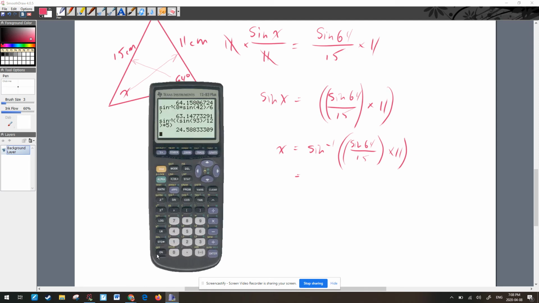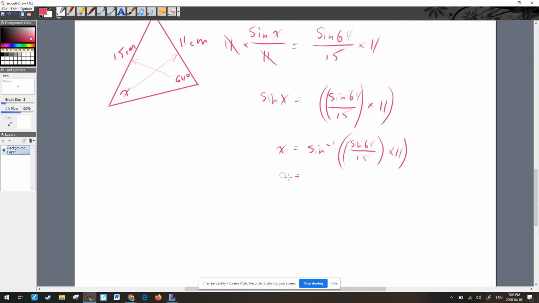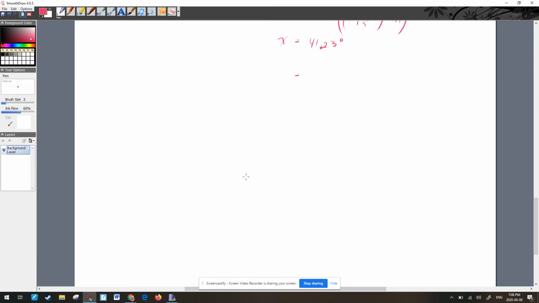Okay, so grab my calculator, and we're going to do the sine inverse of 2 brackets, and then sine 64, close that bracket, divided by 15, close that bracket, times 11, and then close the final bracket. And we're going to get 41.23 degrees. So x is equal to 41.23 degrees. Okay, lovely.